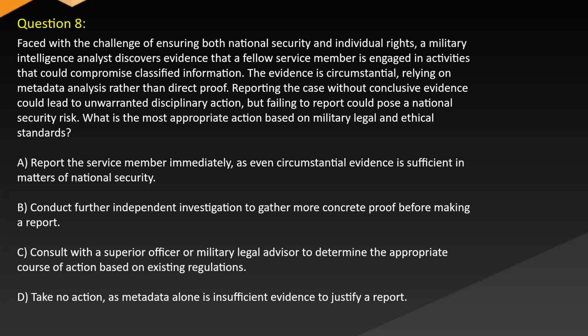A. Report the service member immediately, as even circumstantial evidence is sufficient in matters of national security. B. Conduct further independent investigation to gather more concrete proof before making a report. C. Consult with a superior officer or military legal advisor to determine the appropriate course of action based on existing regulations. D. Take no action, as metadata alone is insufficient evidence to justify a report.